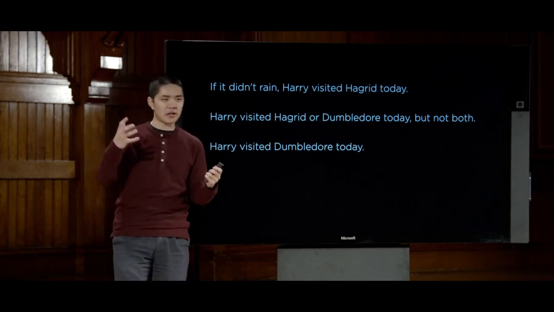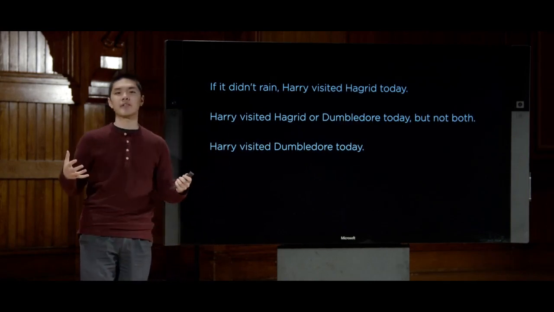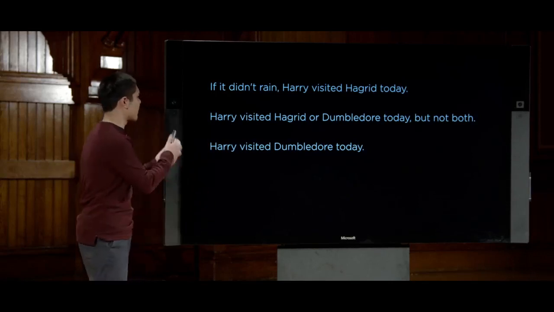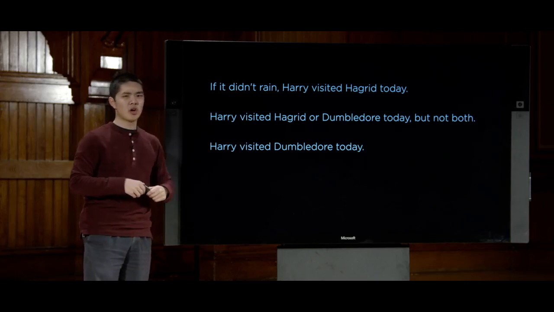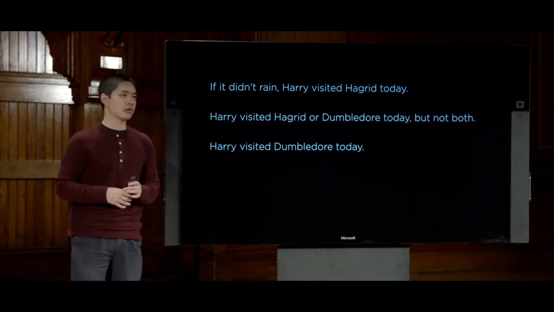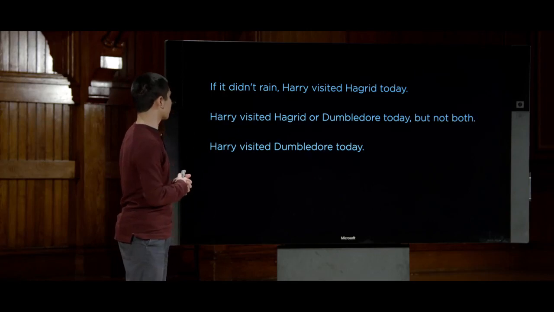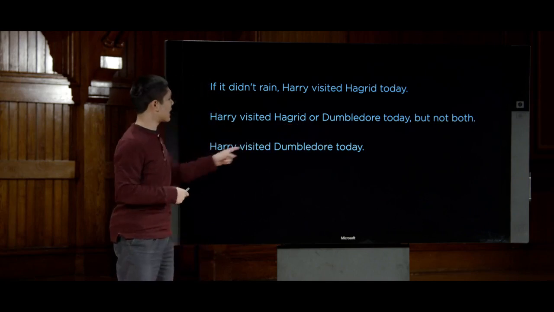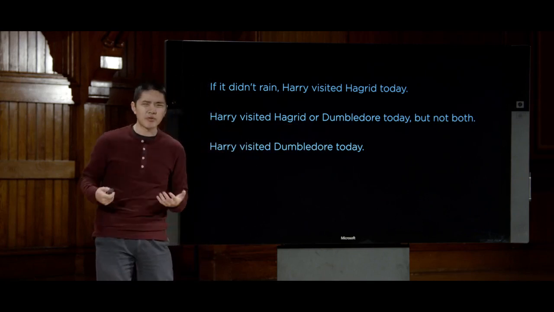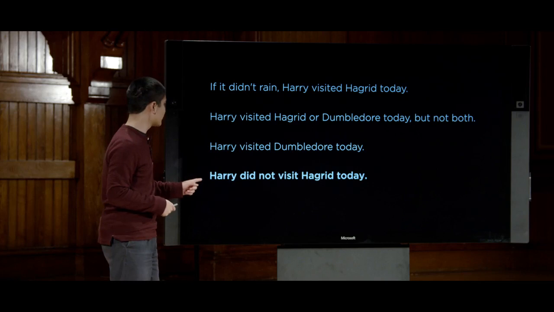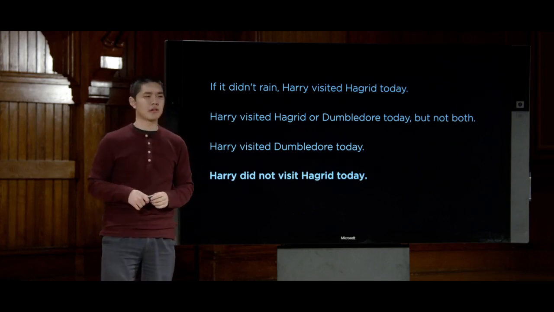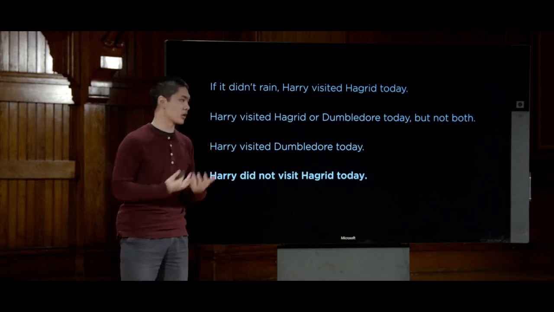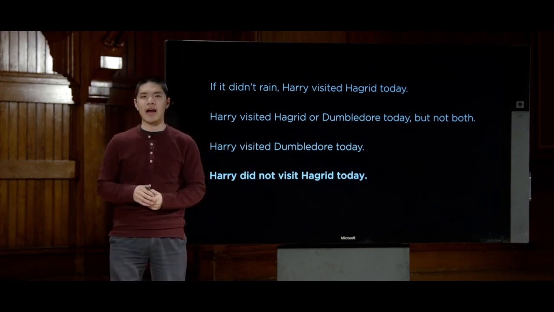So we now have three pieces of information, three facts inside of a knowledge base, so to speak, information that we know. And now we as humans can try and reason about this and figure out, based on this information, what additional information can we begin to conclude? Looking at these last two statements, Harry either visited Hagrid or Dumbledore, but not both, and we know that Harry visited Dumbledore today, well, then it's pretty reasonable that we could draw the conclusion that Harry must not have visited Hagrid today. Because based on a combination of these two statements, we can draw this inference, so to speak, a conclusion that Harry did not visit Hagrid today.